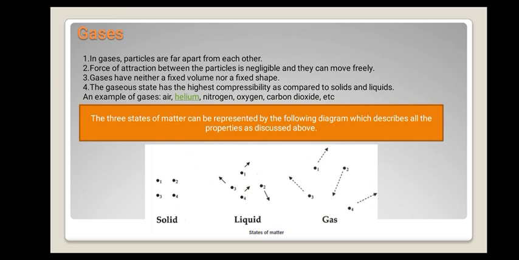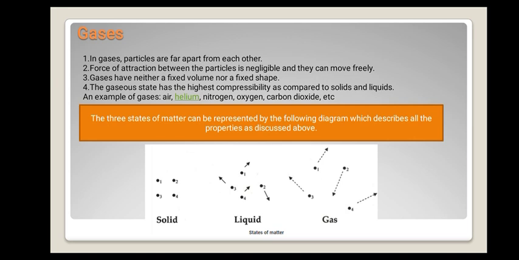Fourth point, the gaseous state has the highest compressibility as compared to solids and liquids. We know that only gases can condense or be compressed into liquid form. Now there are some examples of such gases: air, helium, nitrogen, oxygen, carbon dioxide, and etc.